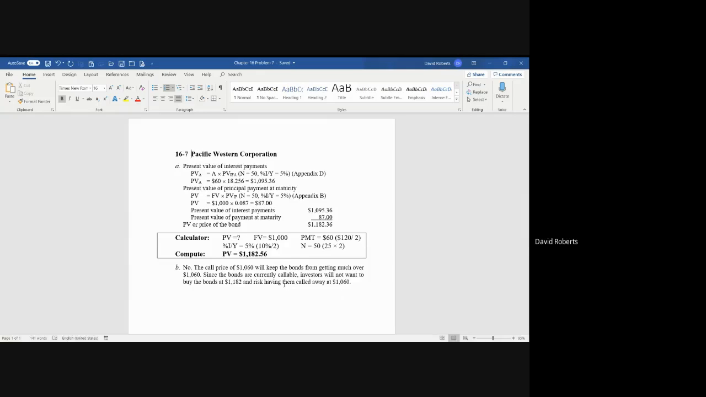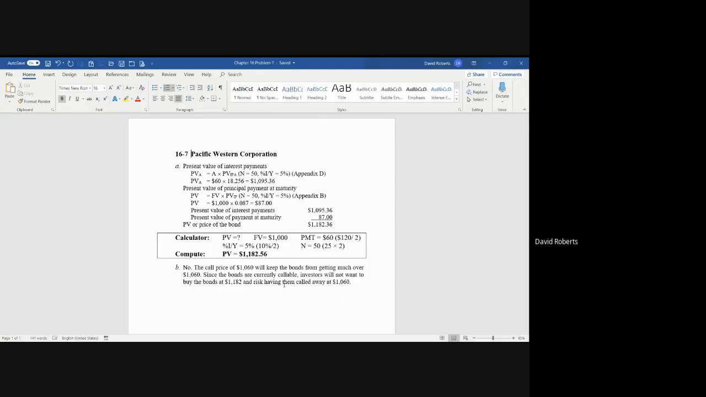So you've got the future value of 1,000. The payment, of course, you need to divide by 2 because it is semi-annual. The interest rate you also need to divide by 2 for the same semi-annual reason. And you need to multiply the number of compounding periods to be 50 for the 25-year bond, and once again, semi-annual. When you compute the present value, you'll get $1,182.56. And of course, on your calculator, that will show up as a minus. It just means it's a cash outflow.